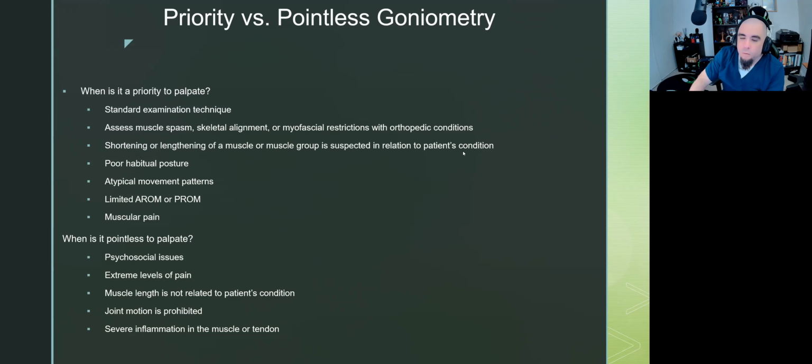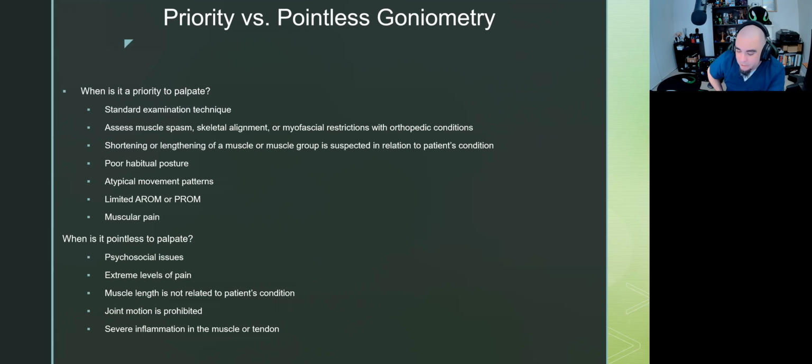So what is a priority versus pointless goniometry? Why would it be a priority to palpate? Well, palpation is a standard examination technique. Palpation is when we get on a patient and touch them. It helps us assess muscle spasms, skeletal alignment, and any myofascial restrictions. We can really feel those things when we are physically touching them and moving them through the range of motions. It can help us identify shortening or lengthening of muscles in relation to the patient's condition, poor habitual posture, and atypical movement patterns. It will help us determine limited range of motion or passive range of motion.